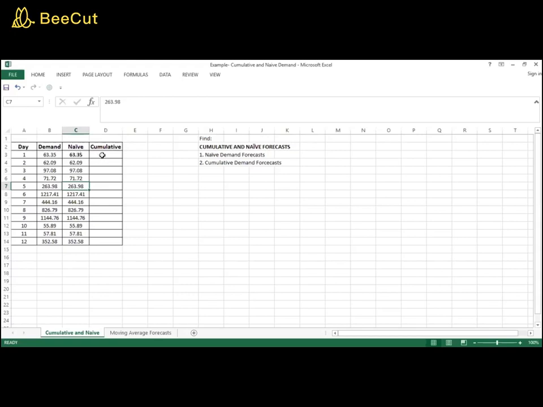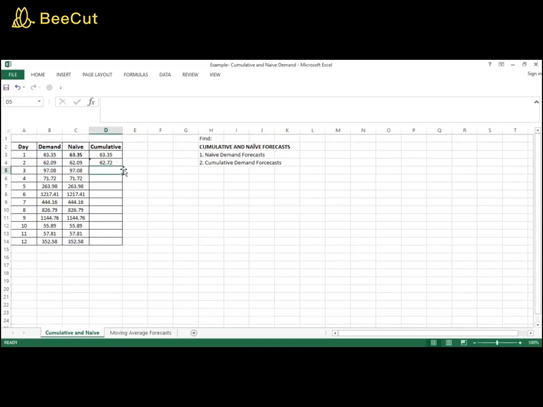So when you are calculating cumulative forecast for the first period, it is exactly the same as the demand. And so it is 63.35. It's the same. But for period 2, you actually take an average of the actual demand in period 1 and period 2, and that is 62.72. So that is what your cumulative forecast is for period 3.